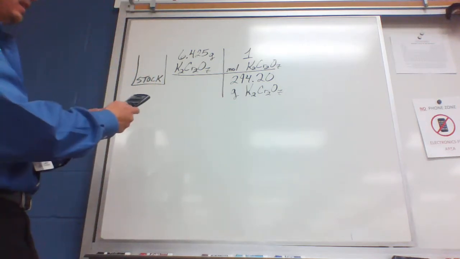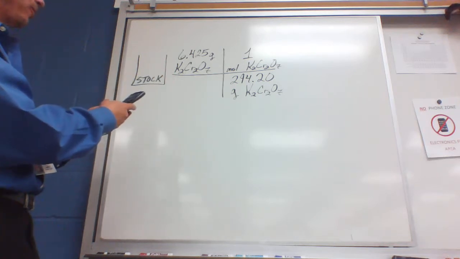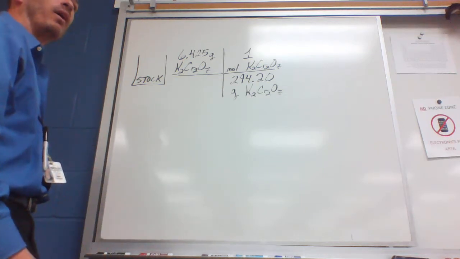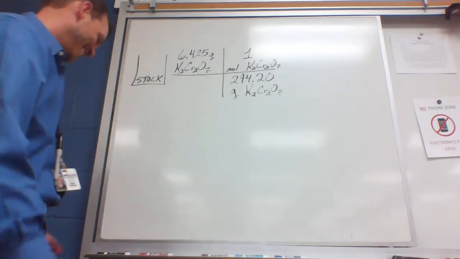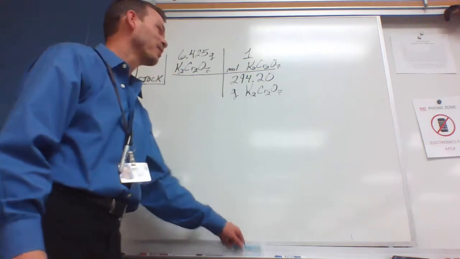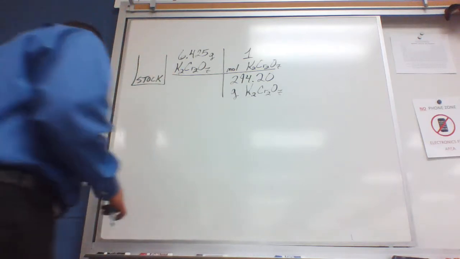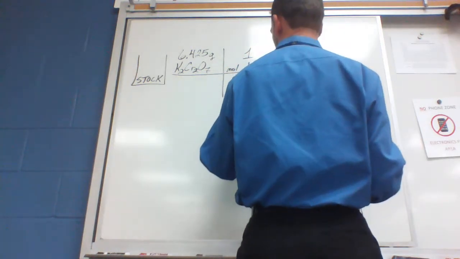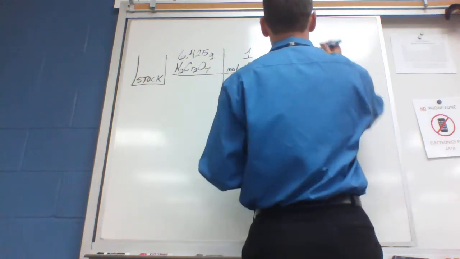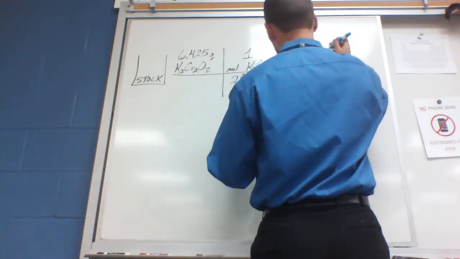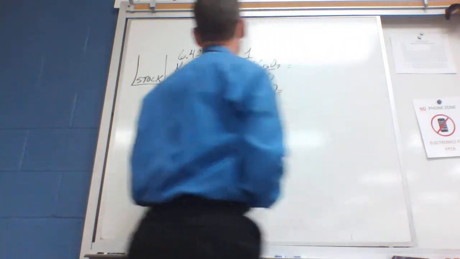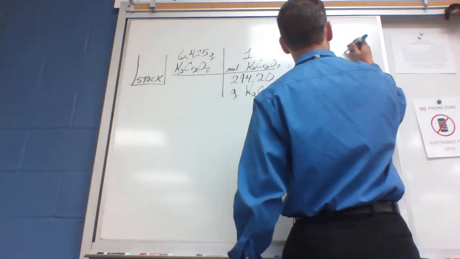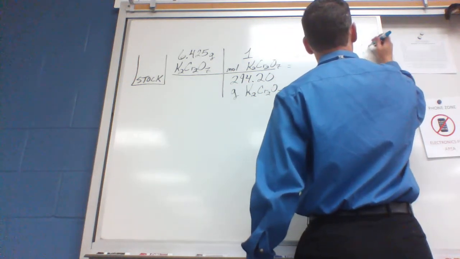So let's solve. 6.425 ultimately divided by 294.2 is what? I'm going to get a text tonight, a Schoology message: hey, guess what I got for that? I'm going to get a mole count of 0.02184, and this is going to be my moles of K2Cr2O7.